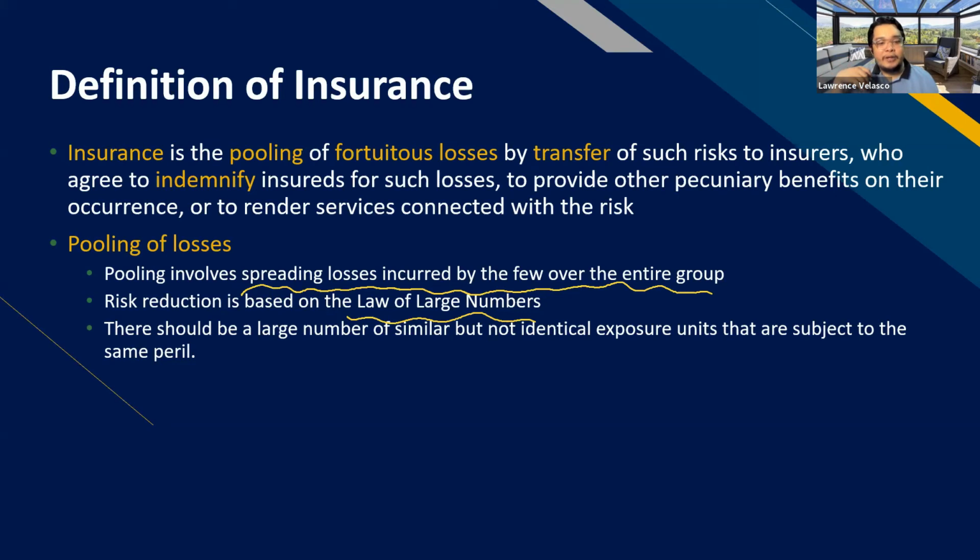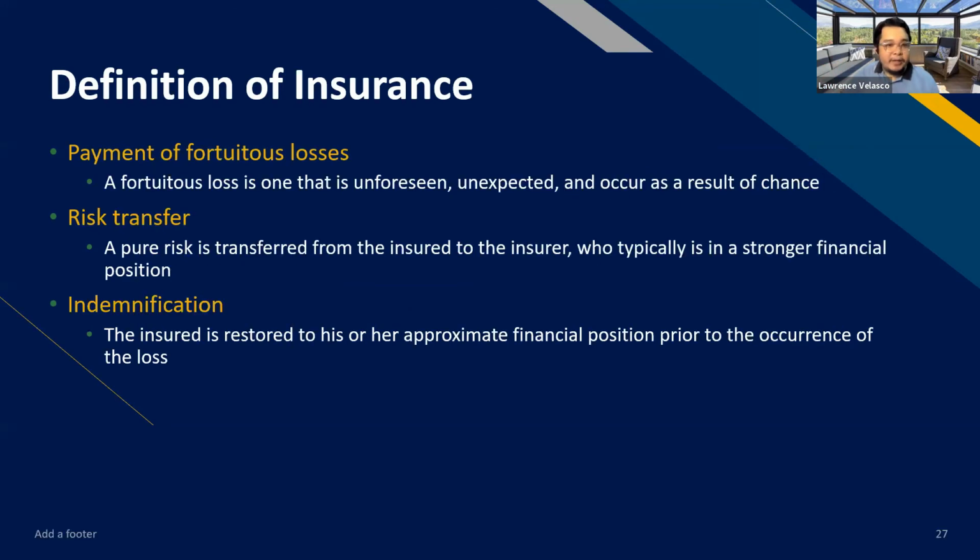Okay, so there should be a large number of similar but not identical exposure units that are subject to the same peril. Okay, kung nag-pool ka nga ng maraming risk pero yung lahat ng risk na yan magkakatabing building, pag nasunog yung isa, nasunog na rin lahat. So hindi mo rin sufficiently na diversify yung iyong risk exposures. So the idea behind pooling is to diversify those risk exposures. So there's a payment for a fortuitous loss. Okay, so dapat may nangyari, may loss, and there's going to be an indemnification by the insurer of that amount that is lost.